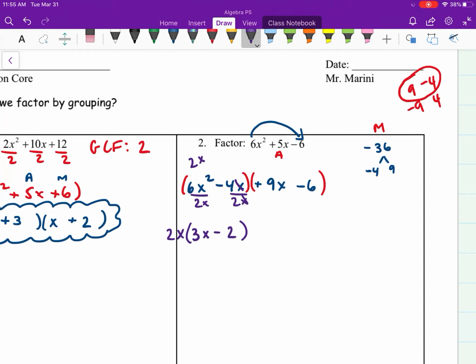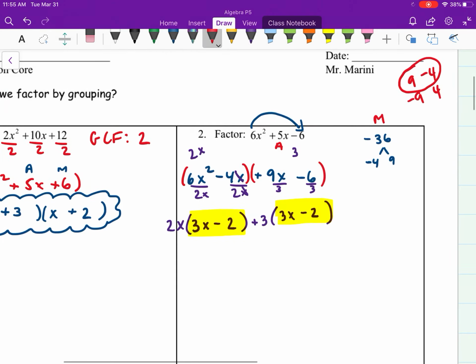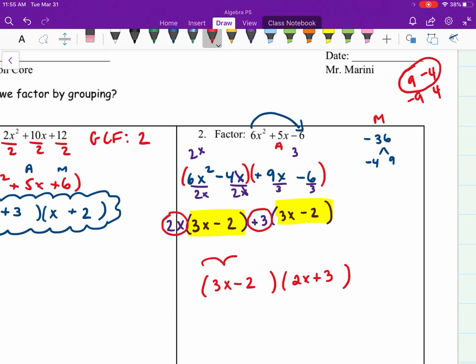And now we look at the next group, 9x minus 6. Those two numbers have a 3 in common. So divide by 3. So that's going to be plus 3. And then 9x divided by 3 is 3x minus 2. And again, I know I didn't mess this up because this parentheses and this parentheses should always match. So now build your answer. Double parentheses, one of them has to be 3x minus 2. And the other one's going to be the leftover stuff, 2x plus 3.